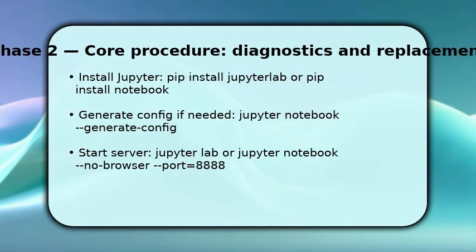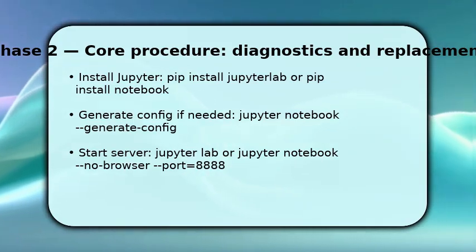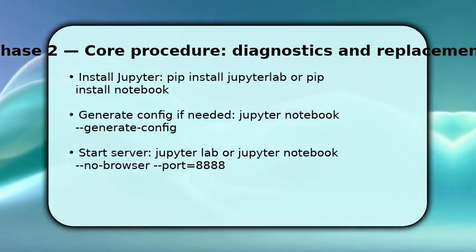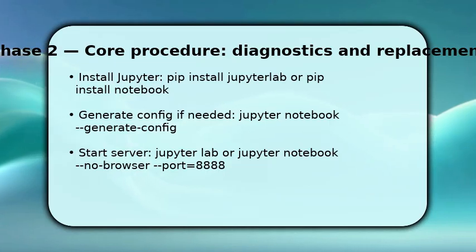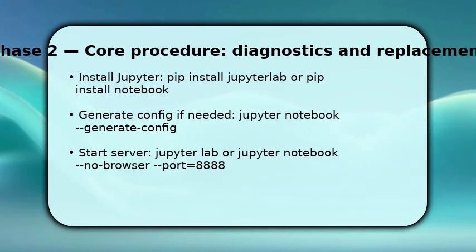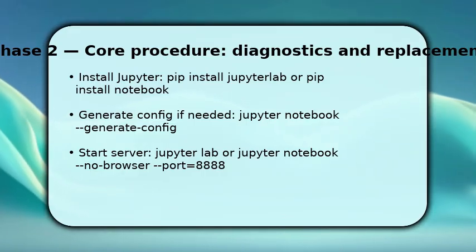Choose JupyterLab for a modern interface or Notebook for classic. Once installed, optionally generate a config file to customize ports, token behavior, or notebook directories. You'll usually start the server with jupyter lab or jupyter notebook. If you prefer remote access, start with --no-browser and --port=8888, then forward ports or use SSH tunneling.